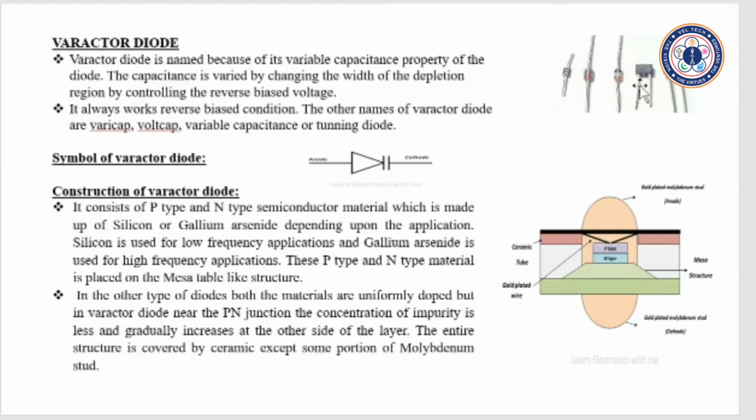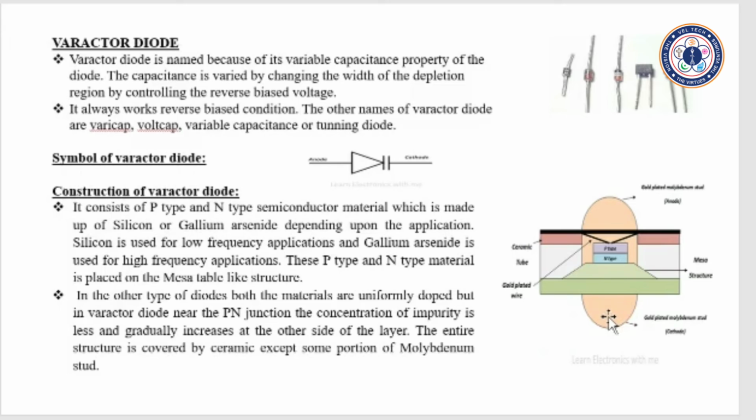Construction of varactor diode. It consists of p-type and n-type semiconductor material, made up of either silicon or gallium arsenide. If we use silicon, it is used for low frequency applications. If we are using gallium arsenide, it is used for high frequency applications. The p-type substrate and n-type substrate are placed on a table-like structure.